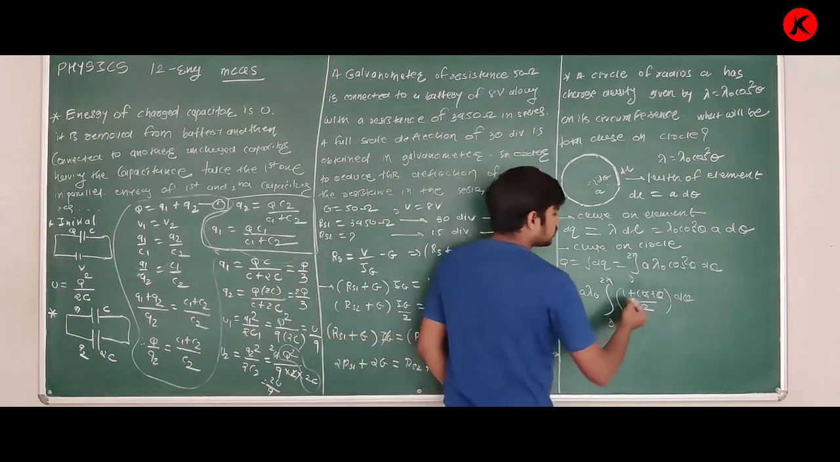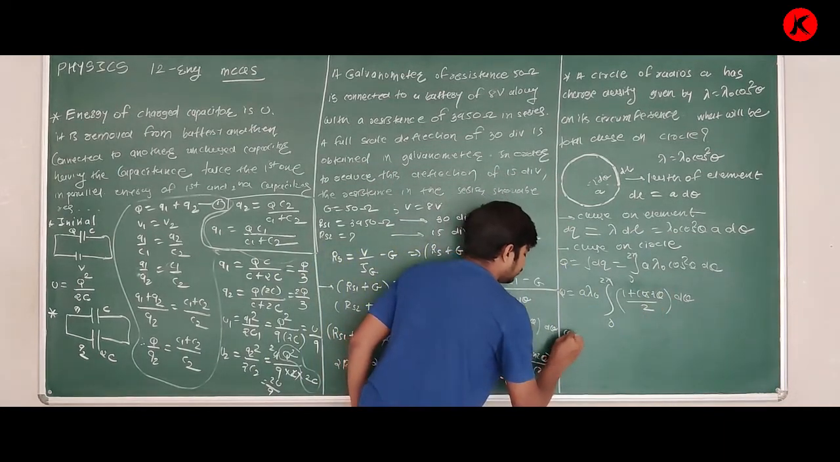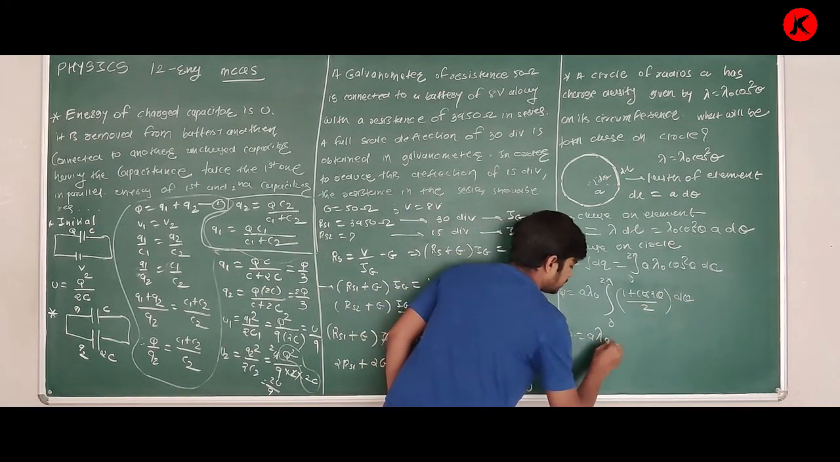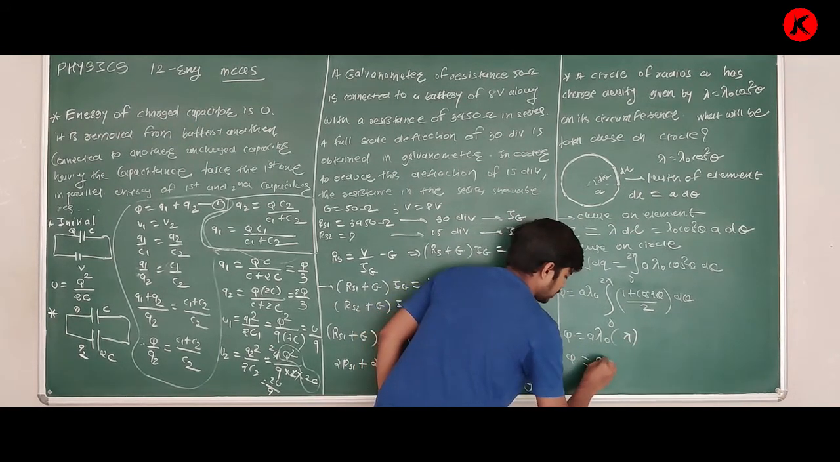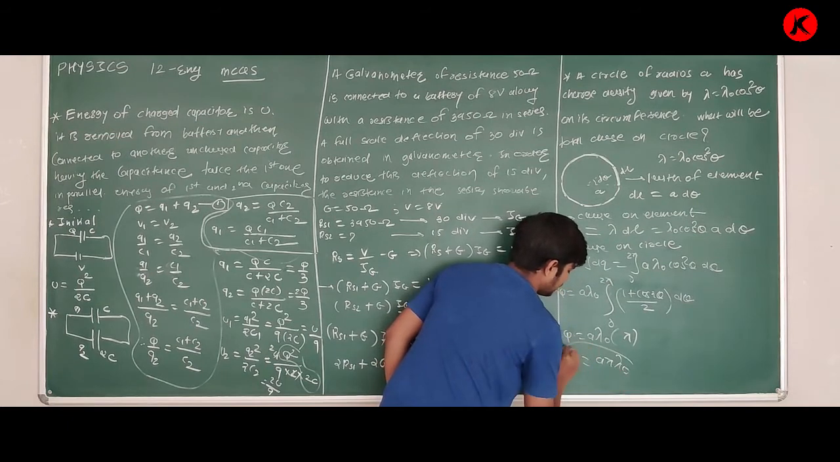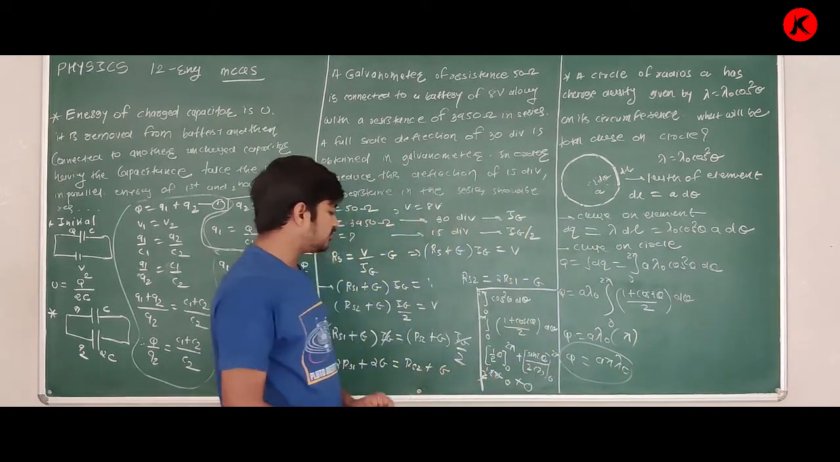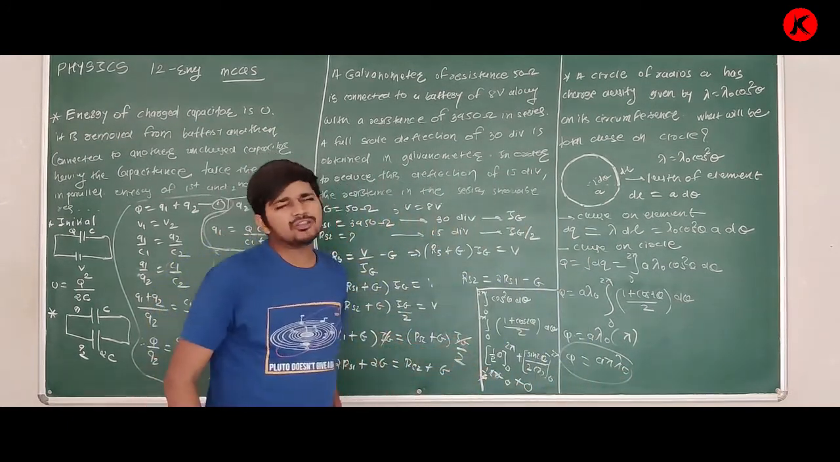So what is the integration of this cos square theta? It is nothing but pi. So q is equal to a lambda 0 and its answer is pi. So yes, q is equal to a pi lambda 0. You have to remember this integration.